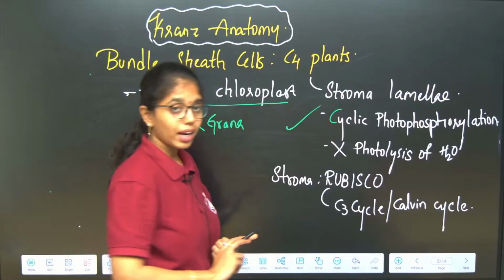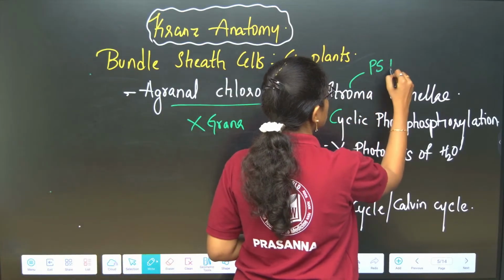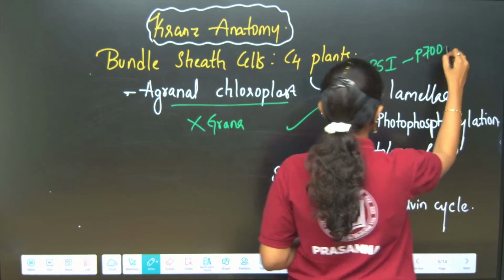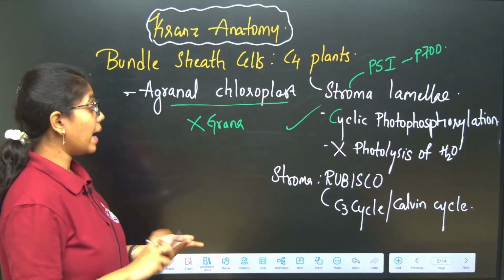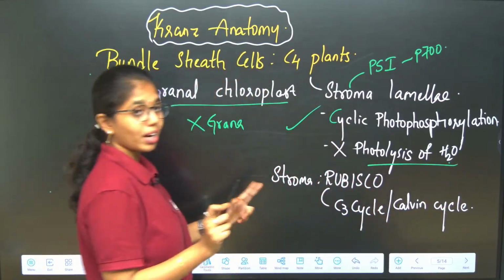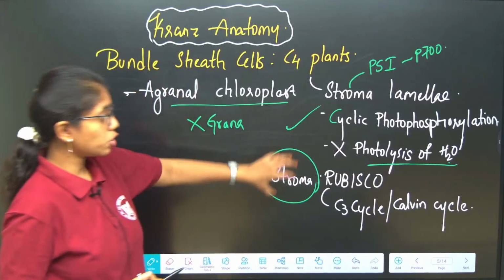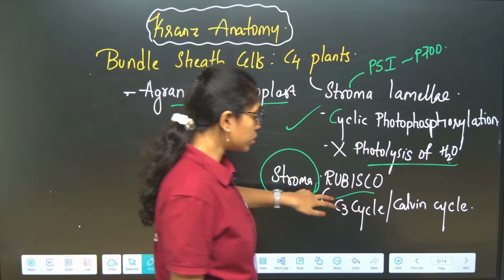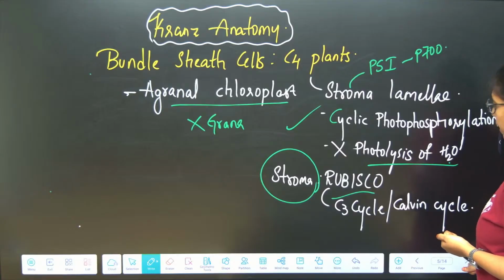cyclic photophosphorylation, because it has stroma lamellae and it has photosystem 1 only, where the maximum wavelength is P700, and it conducts cyclic photophosphorylation, and it does not have photolysis of water. Photolysis of water does not take place over here. And inside the stroma of the bundle sheath cells chloroplast, you can observe rubisco. This is conducting the C3 cycle or Calvin cycle.